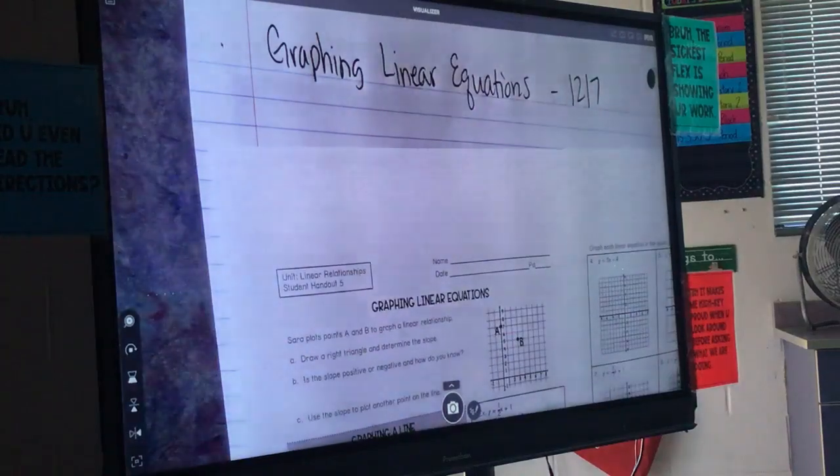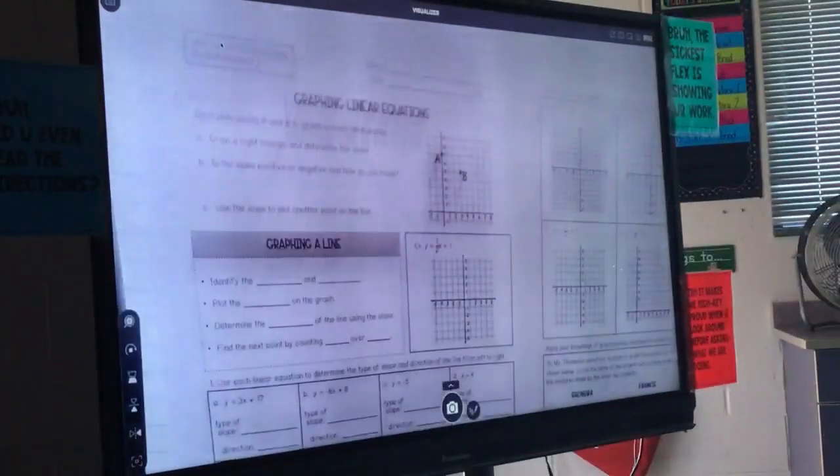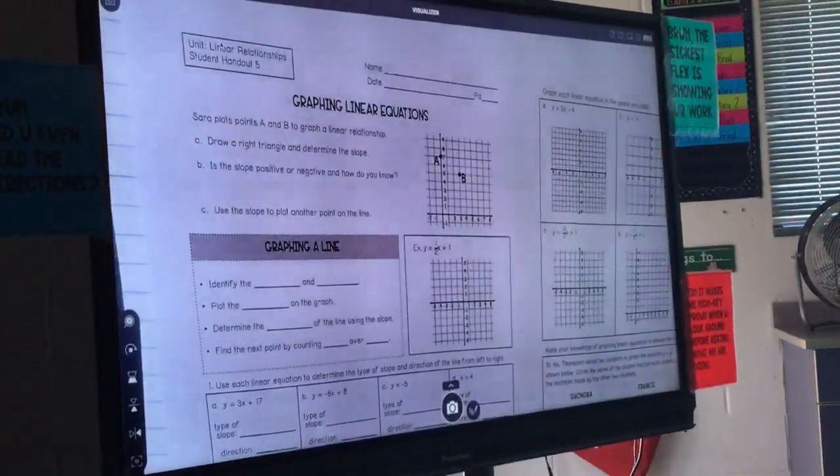All right, so we are going to be talking about graphing linear equations today. Again, this is another review of stuff that we have already covered. So this should be fairly easy for us.